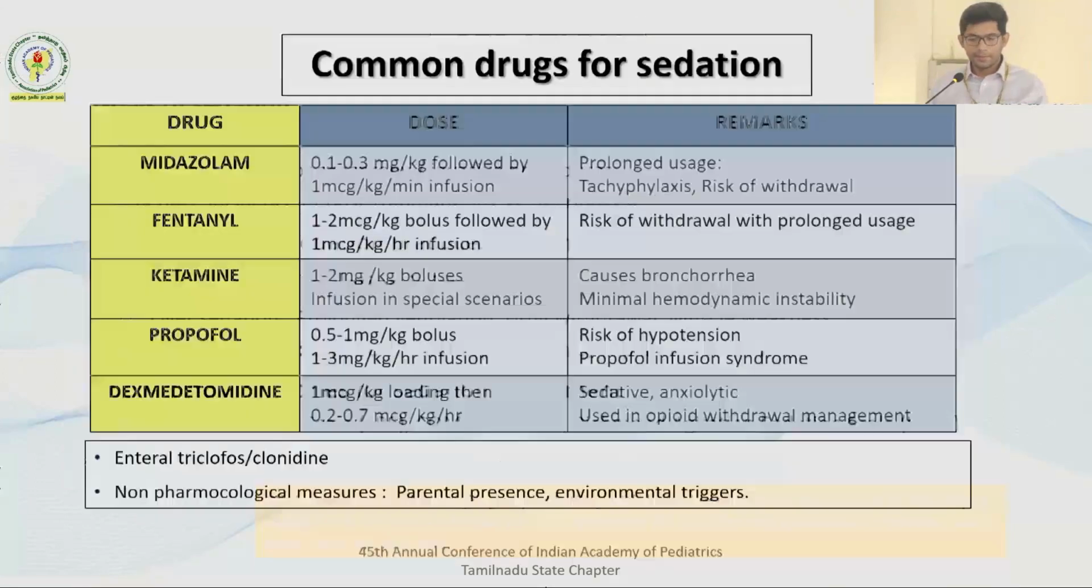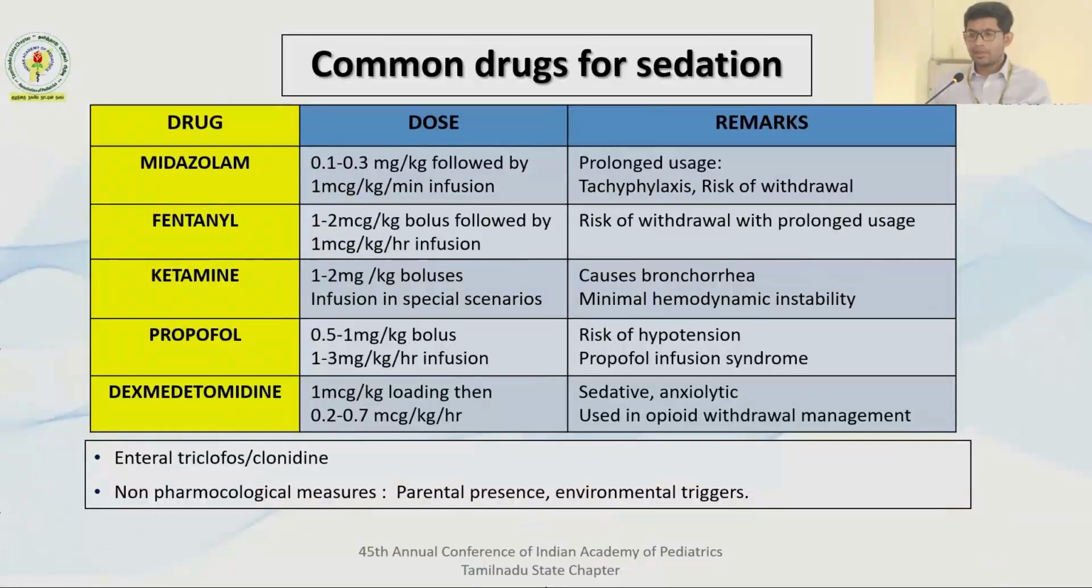Common drugs: the common practice is to start with an infusion of an opioid in combination with a benzodiazepine, depending upon the hemodynamics and the general condition, and titrate up or down as per the child's tolerance level. The point to remember is that with prolonged usage, both opioids and benzodiazepines can cause tachyphylaxis and withdrawal symptoms, so that has to be kept in mind, and alternative agents have to be switched over once we have reached day 5, day 6, etc.